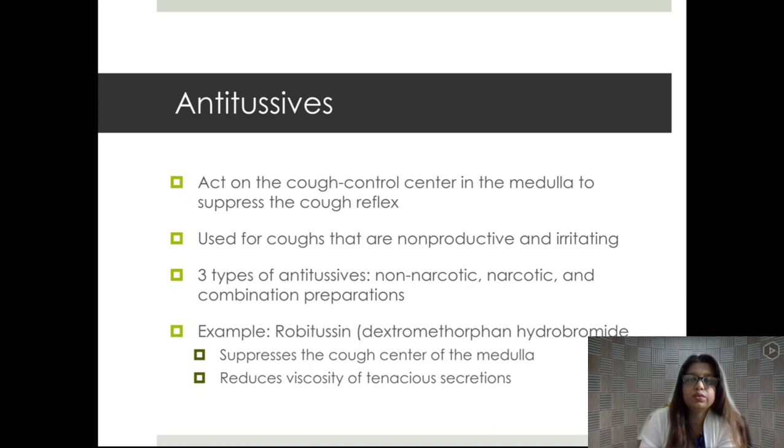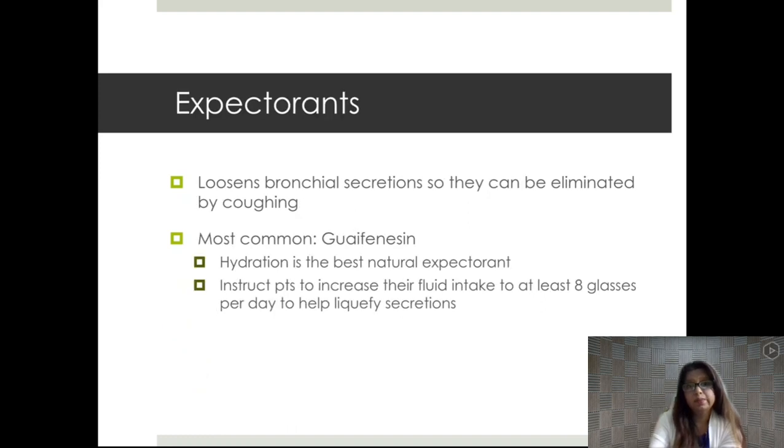Antitussives act on the cough control centers. So basically, what are antitussives? They're cough suppressants, right? They will slow down the coughing. Three types of antitussives are non-narcotics, narcotics, and combination preparations. Robitussin, as we talked about, is dextromethorphan. It could also be combined with a narcotic. It suppresses the cough center of the medulla and reduces the viscosity of tenacious secretions.